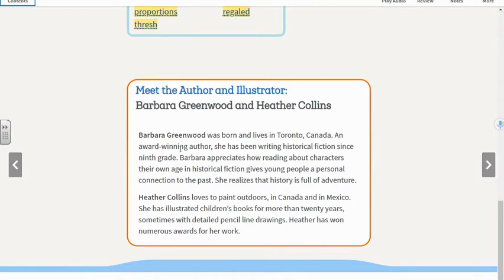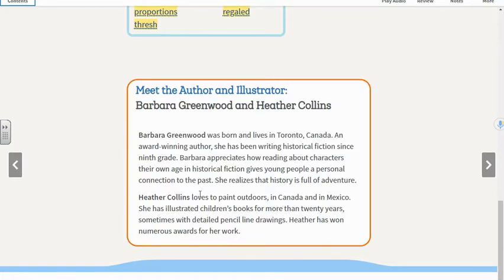The author is Barbara Greenwood, and she was born and lives in Toronto, Canada. An award-winning author, she has been writing historical fiction since 9th grade. Barbara appreciates how reading about characters their own age in historical fiction gives young people a personal connection to the past. She realizes that history is full of adventure. Pretty cool. And then Heather Collins loves to paint outdoors in Canada and in Mexico.